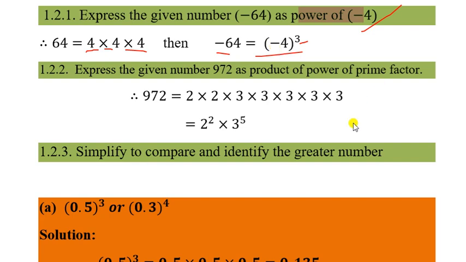So now, next problem. It is given: express the given number 972 as a product of prime factors. See, it is not given here as a power of minus 2, as a power of 4, as a power of 3, as a power of 5. No, it is not mentioned here. They just said express the given number as a product of prime factors.